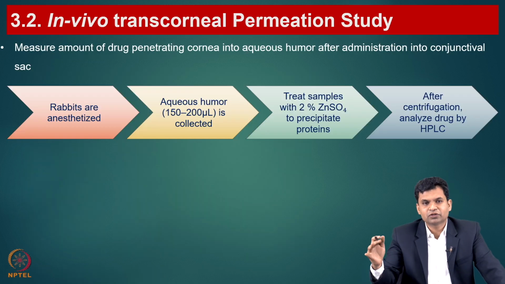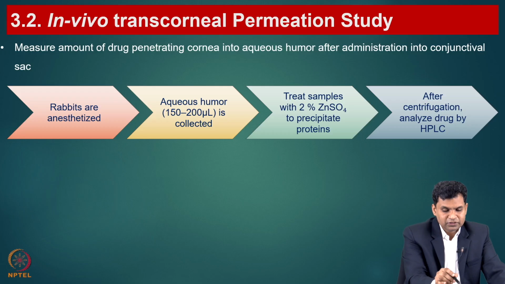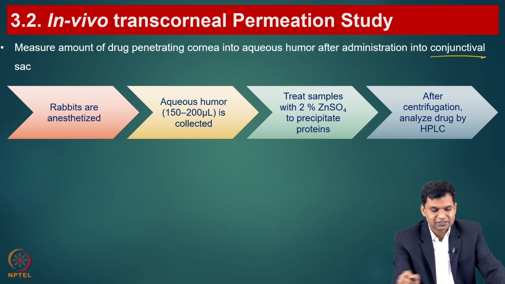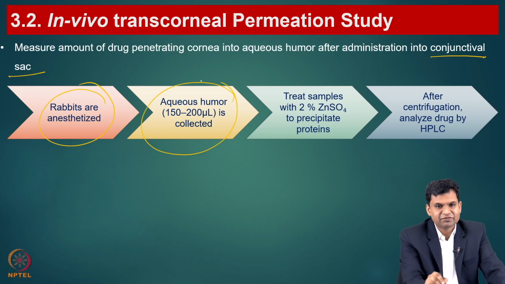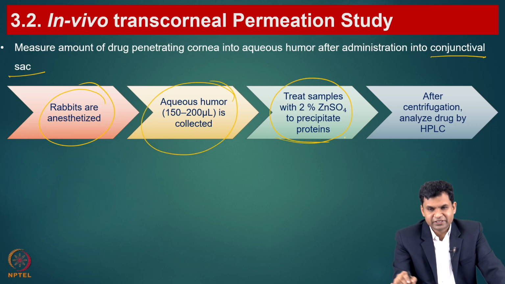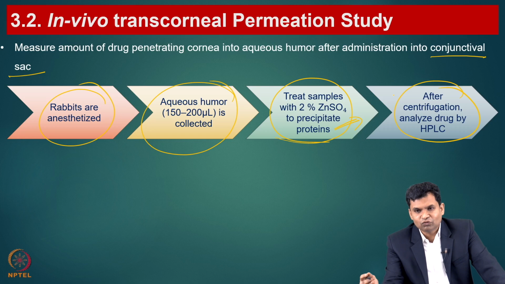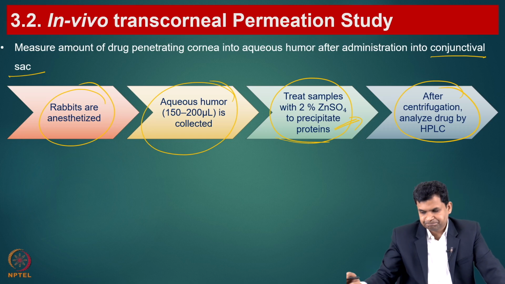And yes, the in vivo transcorneal permeation study. Here what we do is put our formulation into the conjunctival sac, and after that we need to anesthetize the rabbit and extract the aqueous humor, and further that needs to be treated with zinc sulphate. That will precipitate the proteins which are present in the aqueous humor. Then we need to centrifuge and quantify the amount of drug present.